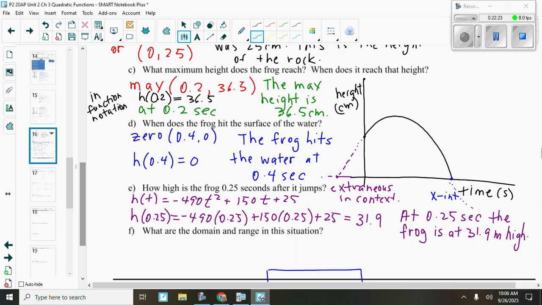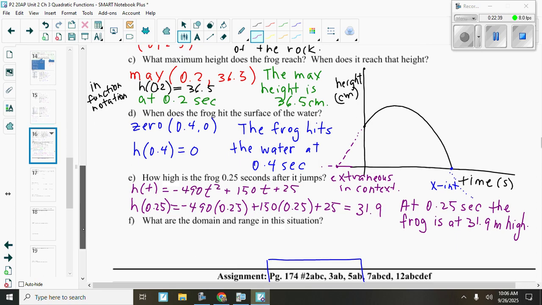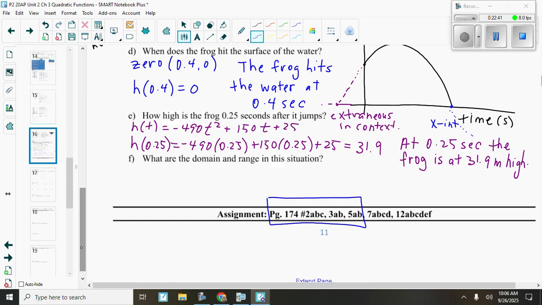I would just want to know where the answer came from algebraically. Sometimes I get that we're solving it graphically, but if it says determine, you just need to show algebraically where that came from. And then, what are the domain and range in this situation? They want you to keep it in the context of a real live frog jumping off a rock and landing in some water.